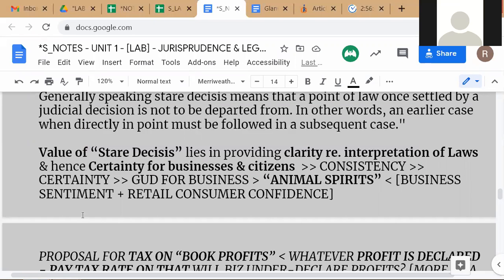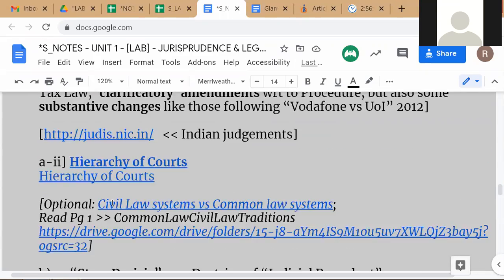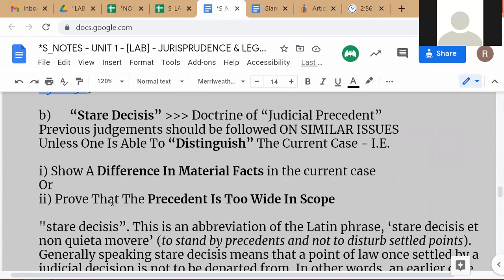So what we are seeing is that, going back to the definition of stare decisis, yes, this is what you should do if the matter is a similar matter. But there's a little caveat here: unless one is able to distinguish the current case. Distinguishing is a technical term, and it has two types. Difference in material facts, this we will call non-restrictive distinguishing. This we will call restrictive distinguishing. Now let's go down to the distinguishing part.